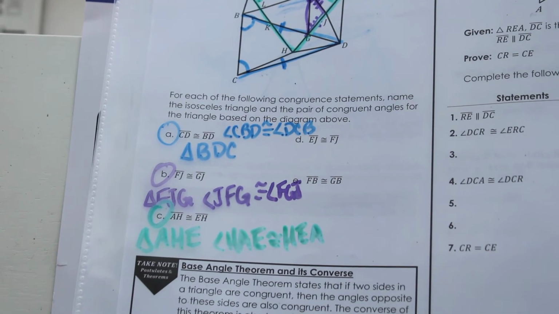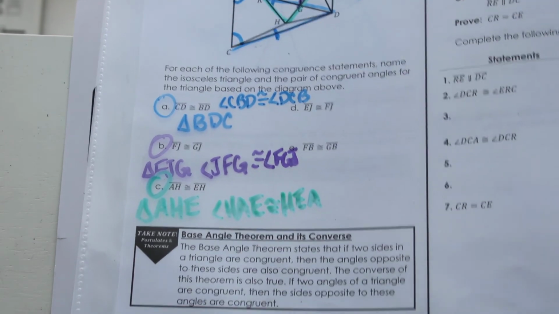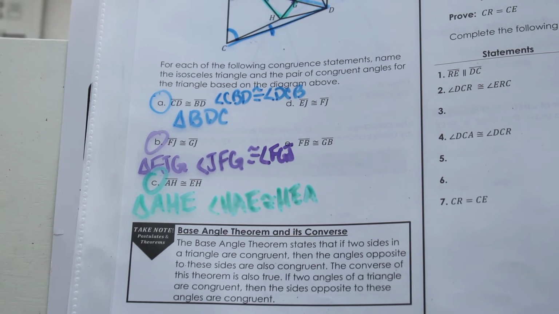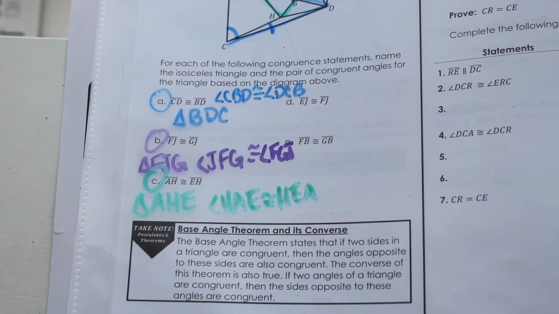Alright, next let's look at that theorem that's at the bottom of the page. Then we'll scroll up so you can see it. So it says base angle theorem and its converse. So the base angle theorem states that if two sides in a triangle are congruent, then the angles opposite to these sides are also congruent.